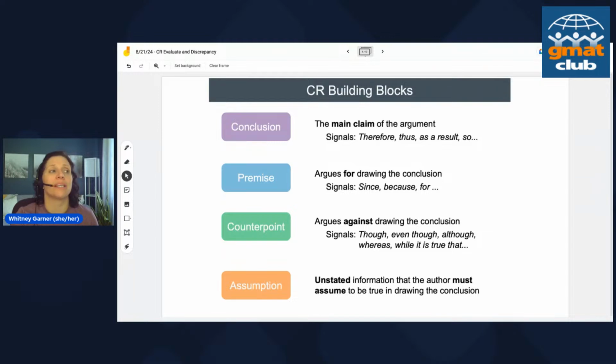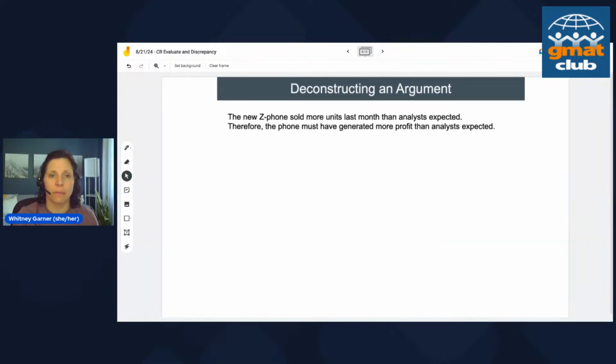So I want to start with a really simplistic argument. Let's take this argument, for example, an argument about our friends over at Zphone and a new product that they're selling. So take a moment. I want you to think, what are the pieces of this argument? What's the author's conclusion? Is there supporting evidence? Is there counter evidence? And then, what information might be missing? So let's take about 30 seconds or so, 45 seconds, to consider this argument.